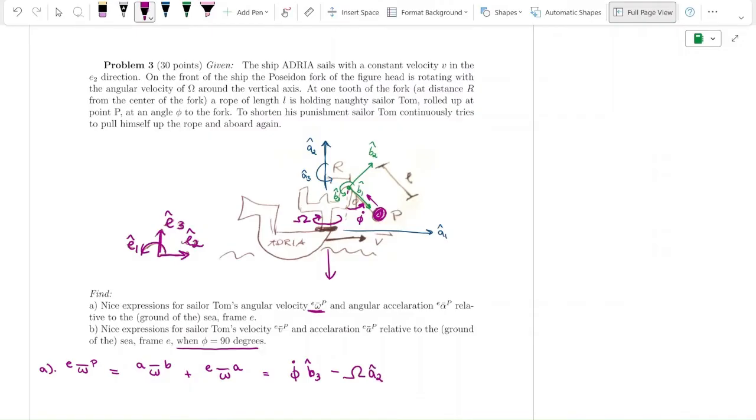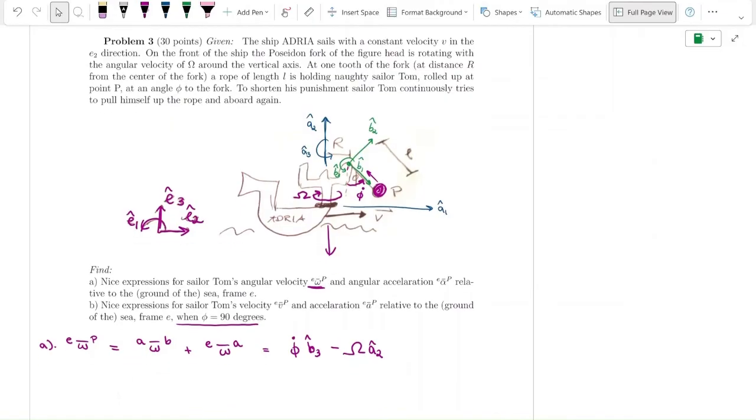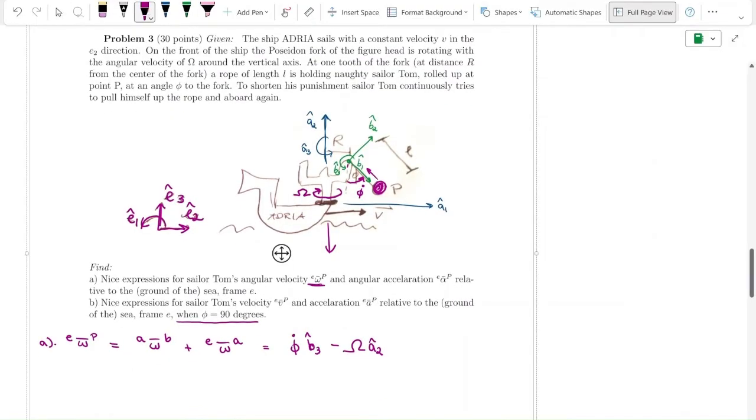Okay, so this is our angular velocity, but I'm going to write it all in terms of the A frame, because it's going to make our lives in the next step a bit easier. How can I convert B3 hat into the A frame? Well, we just observed that the A3 hat vector points in the same direction as the B3 hat vector, based on the way we defined our frames. So I can write phi dot A3 hat minus omega A2 hat. And this is equal to the angular velocity of Tom with respect to the E frame.